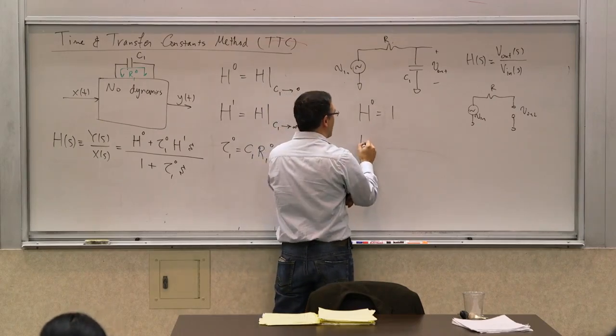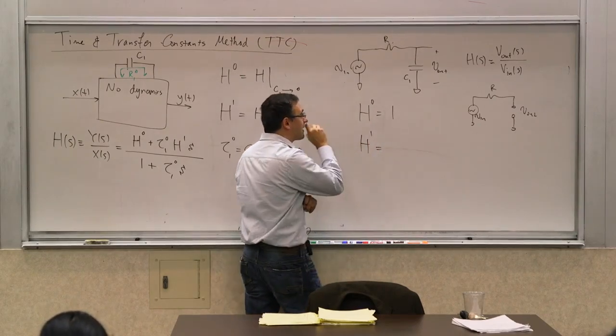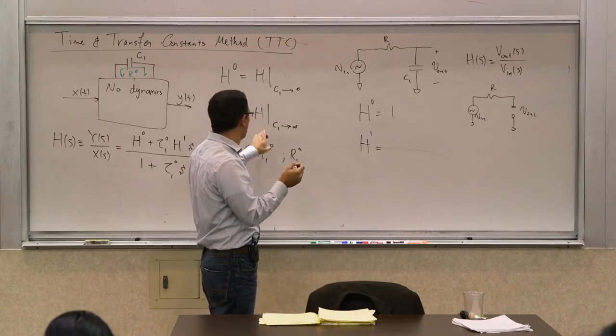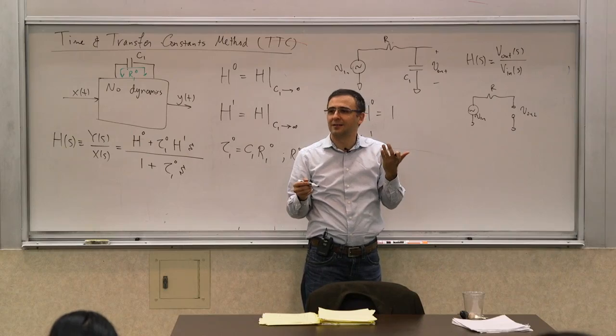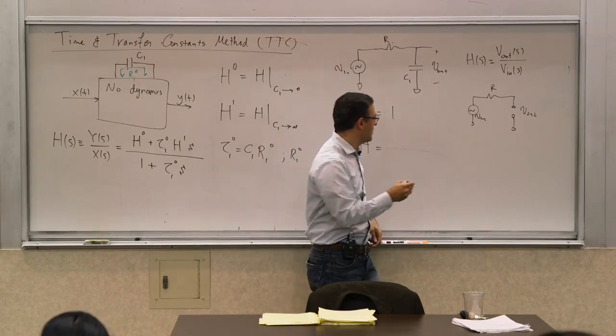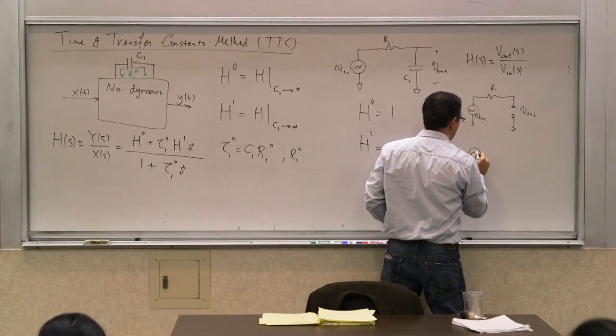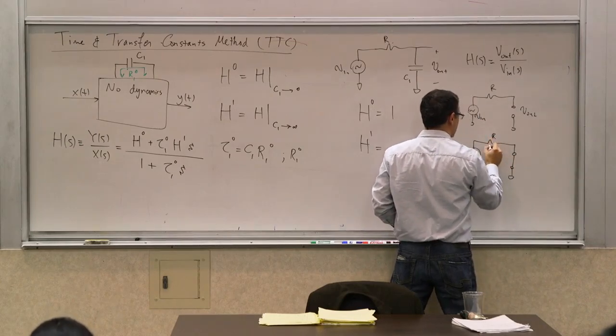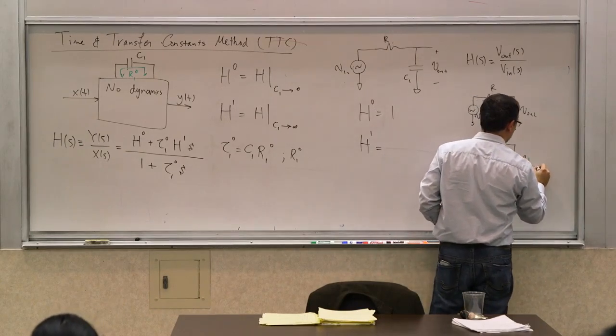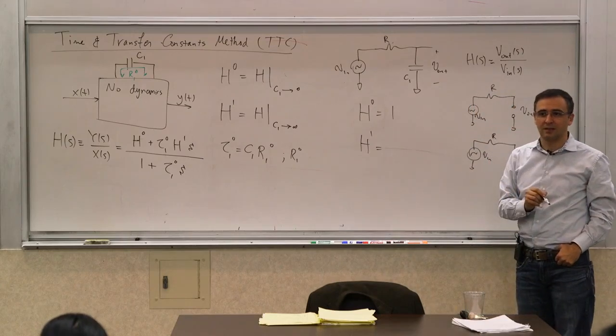So what is H1? Meaning when capacitance is infinite valued. What is the capacitor with the capacitance of infinity? It's a short circuit, right? So the equivalent circuit for that is this. What is V out over V in in this case? 0.